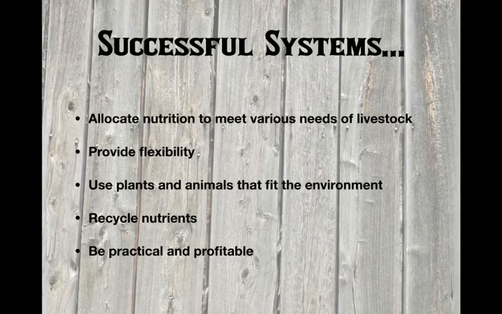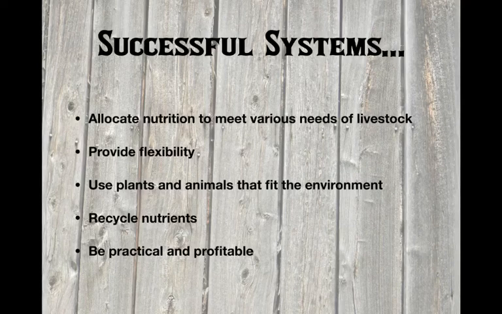And to wrap up the successful systems, make sure that you're allocating your nutrition to meet the various needs of livestock. You've got to have some flexibility too, because animals don't read textbooks, plants don't read textbooks. We know that things are supposed to go a certain way. Mother Nature does not read the textbook. And so we always have to have some flexibility. Do you have a buffer of conserved forage just in case a fire came through and took out one of your other fields? Where would you put your animals? You've got to have some flexibility for things like that.